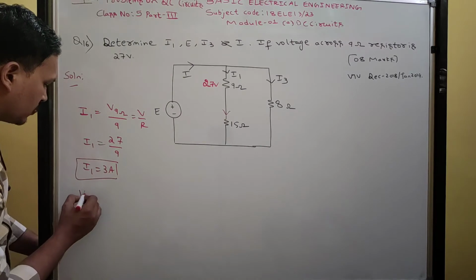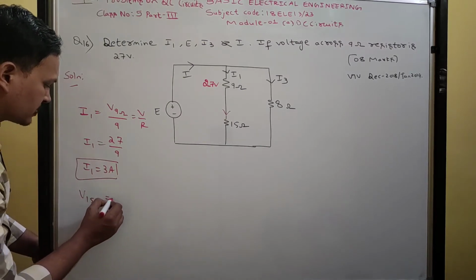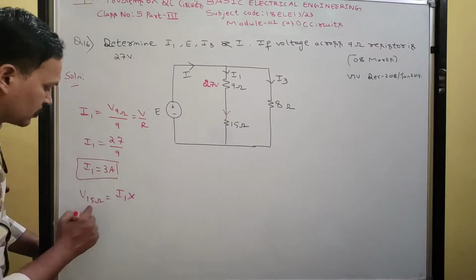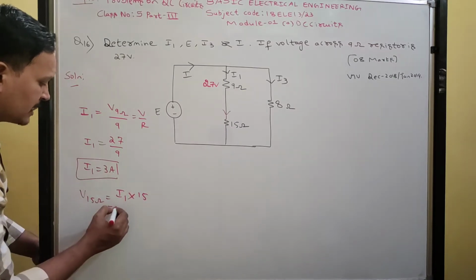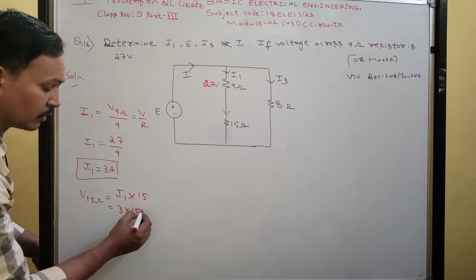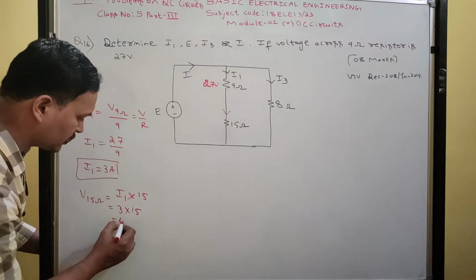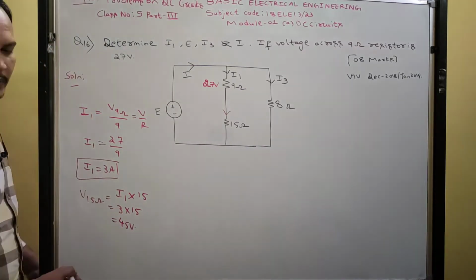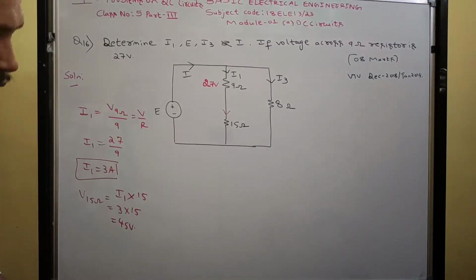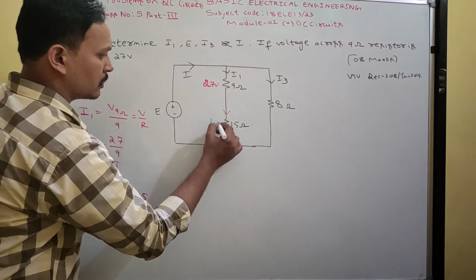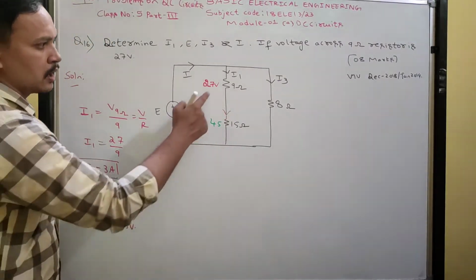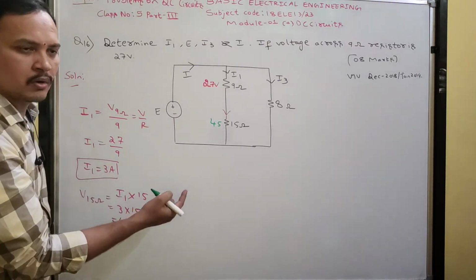Now the same I1 current flows through the 15 ohm resistance also. So now calculate the voltage across the 15 ohm resistance. That is I1 into 15 ohm resistance. What is I1? 3 ampere into 15. 15 times 3 is how much? 45 volt. Okay. Now we got the voltage across the 15 ohm resistance: 45 volts.